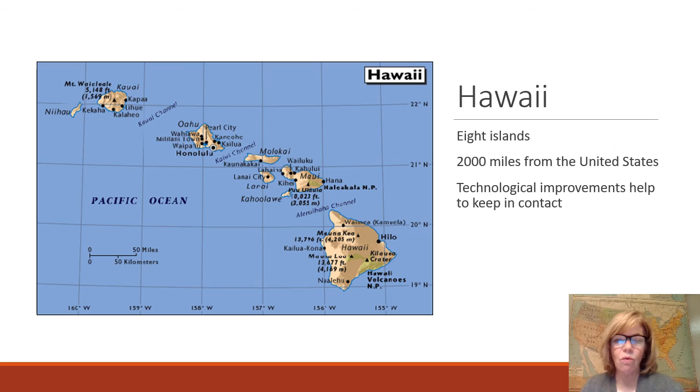Right, and then there's the Hawaiian Islands. They are 2,000 miles from the United States. There are 8 different islands. They're almost smack dab in the middle of the Pacific. They've made a lot of technological improvements, so you can have instant contact there. The average temperature is almost like 80 degrees year round.